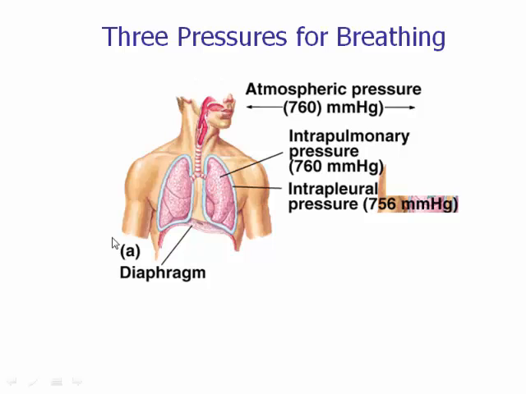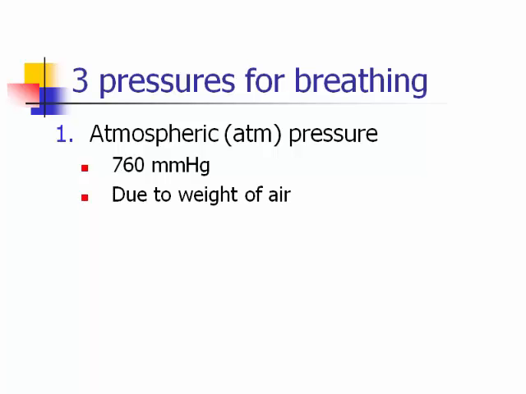This is also a reminder of this major muscle here. What's it called? Diaphragm, right? So we're going to need our diaphragm in order to breathe. Okay, so the three pressures for breathing are atmospheric pressure, which we abbreviate as ATM, 760 millimeters of mercury. It's due to the weight of air.